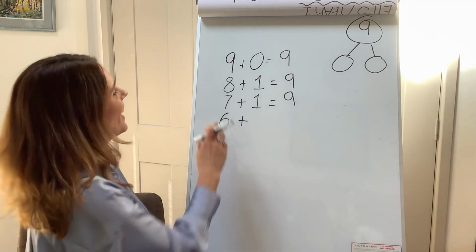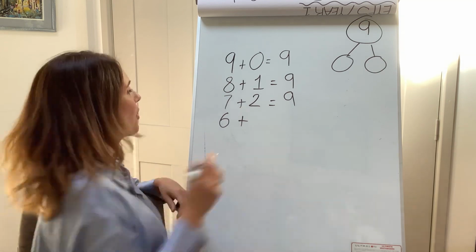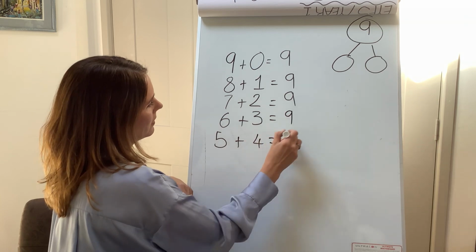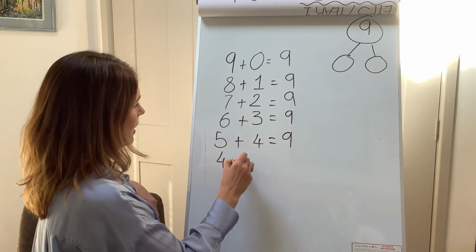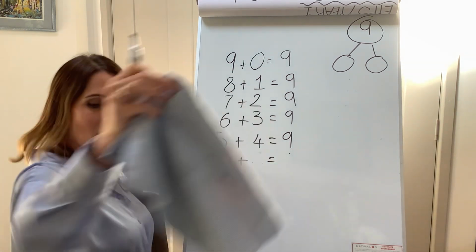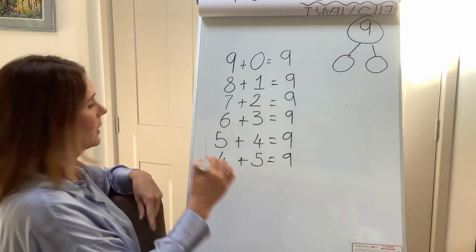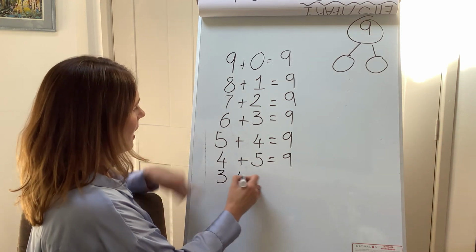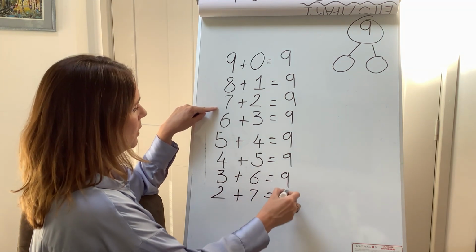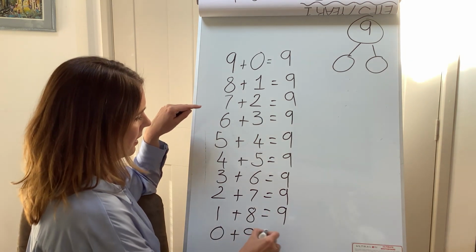Oh, I've made a mistake. 7 and 1 doesn't make 9, does it? 7 and 1 makes 8. 6 and 3 makes 9. 5 and 4 adds together to make 9. 4 and 5 is equal to 9. And now I can see that I'm doing the other way round. So the next one, 3 and 6 is equal to 9. This the opposite way round, 2 and 7 is equal to 9. 1 and 8 is equal to 9. And 0 and 9 is equal to 9.